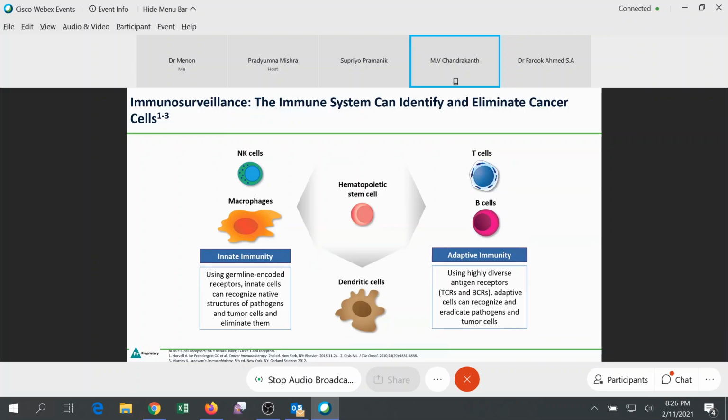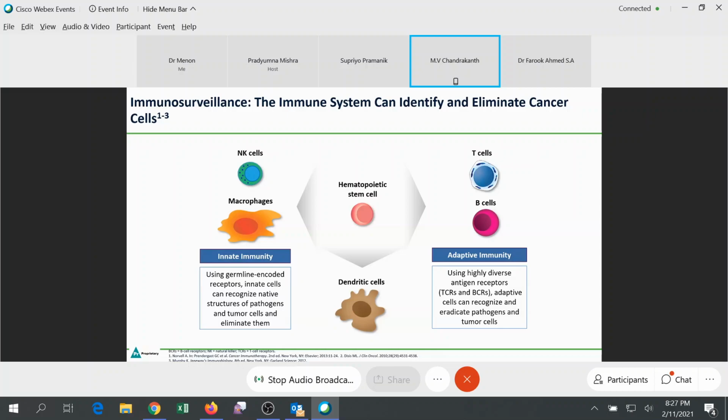If you look at which immune cells are quite important in immune surveillance, we have natural killer cells, macrophages, T cells, B cells and dendritic cells. In immunity we have innate immunity, which is not specific to the type of antigen that is attacking, whereas adaptive immunity is a specific immunity that targets specific cells and causes target cell killing. Macrophages, dendritic cells and natural killer cells are part of innate immunity, and they are not specific for the antigen.